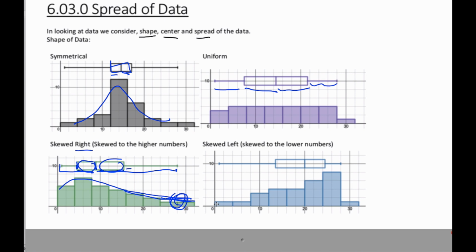Skewed left is basically the opposite scenario. Here's the tail, it's on the left hand side, skewed to the lower numbers, and the whiskers are long here. This bar is often long and that whisker is short, and they're not proportional typically. And those are our four different types of shapes of data.